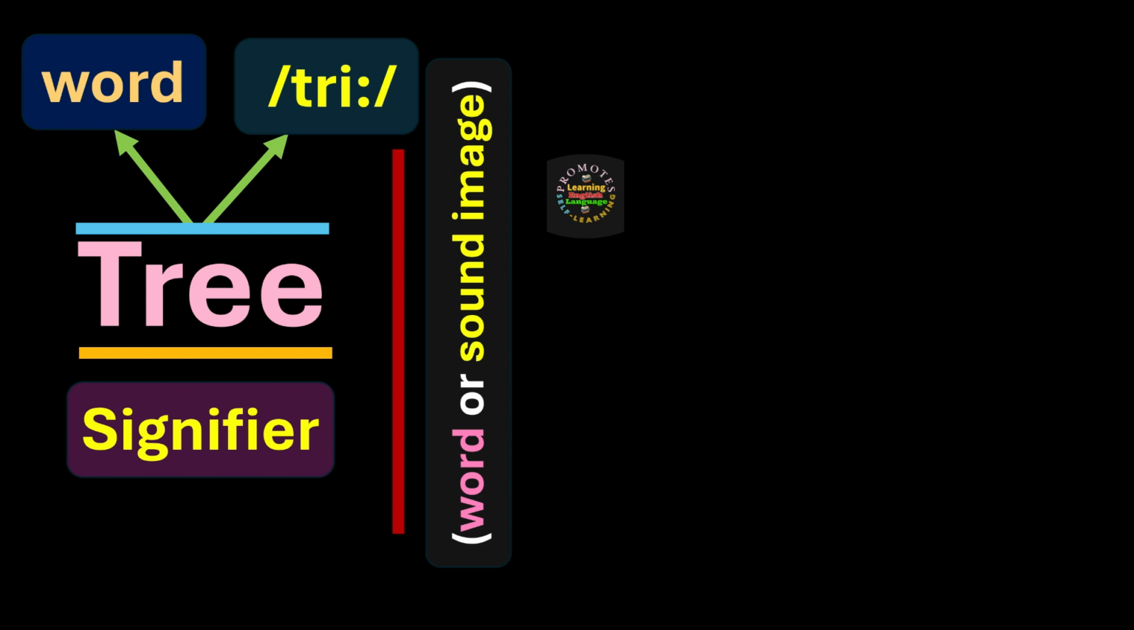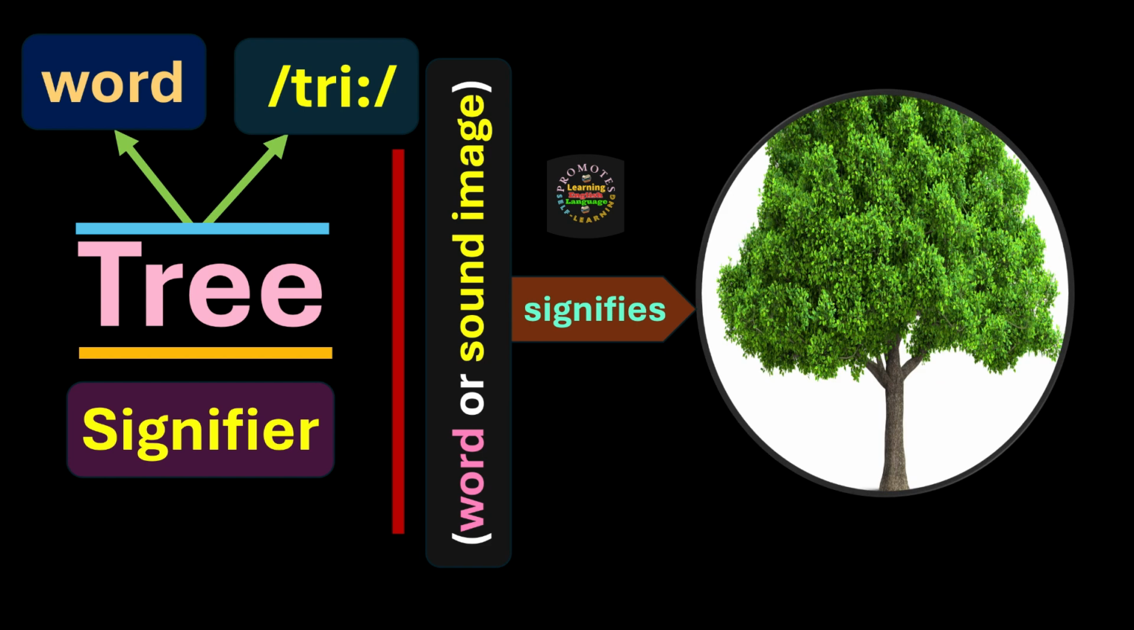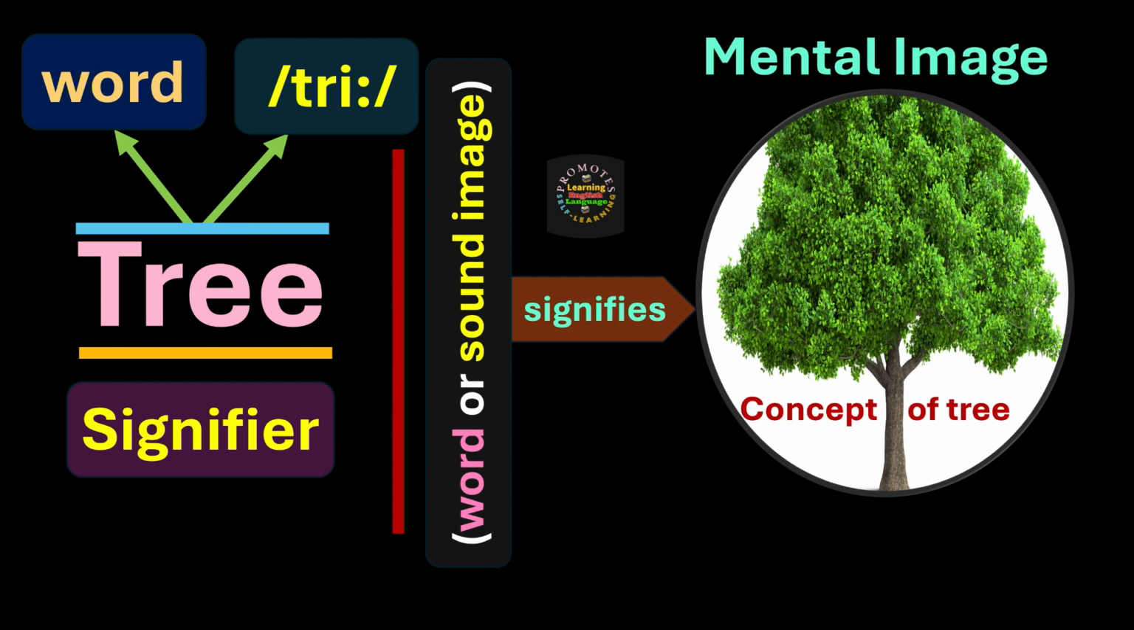So the word tree, what does it mean? What does it convey? What does it signify? It signifies something that is in your mind. And what is in our mind? This is the image. The moment we speak the word tree, this image comes to your mind. That is to say, the concept of it. In other words, it brings a mental image of the word tree to your mind. And this object is known as the signified.